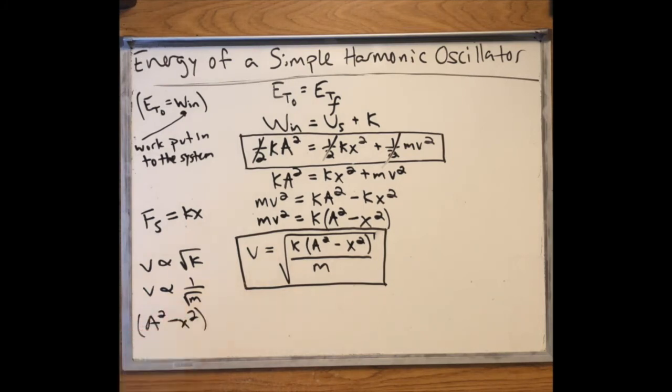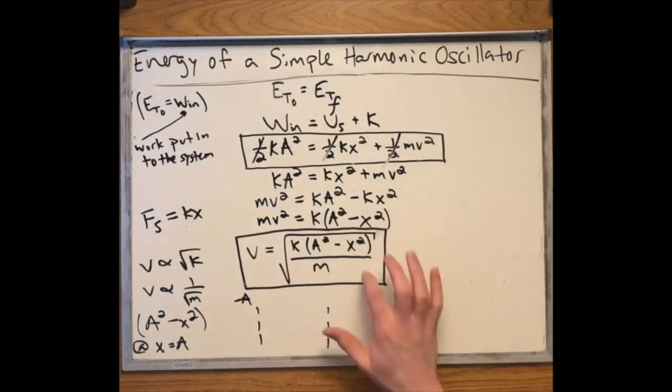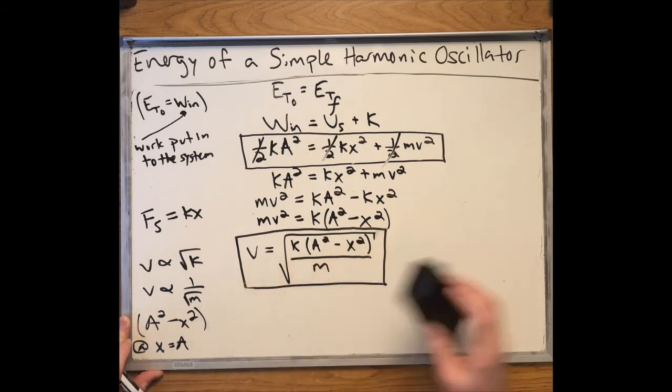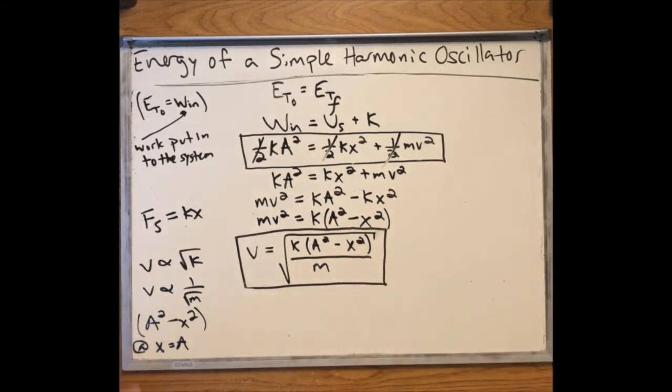Last thing is about this a squared minus x squared business. At the amplitude, when x equals a, I want you to think about what happens to the thing. Notice at the amplitude, it stops and then turns around. This equation shows us that, because notice if we plug in that x is equal to a, we get a squared minus a squared. And a squared minus a squared is 0. And so that would show us we have a 0 speed.